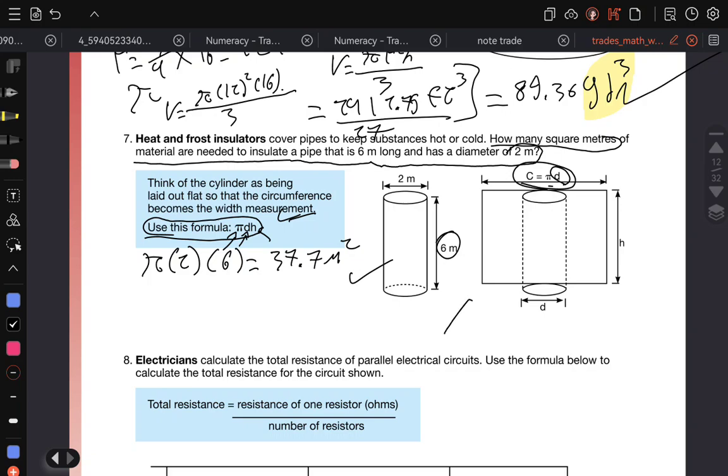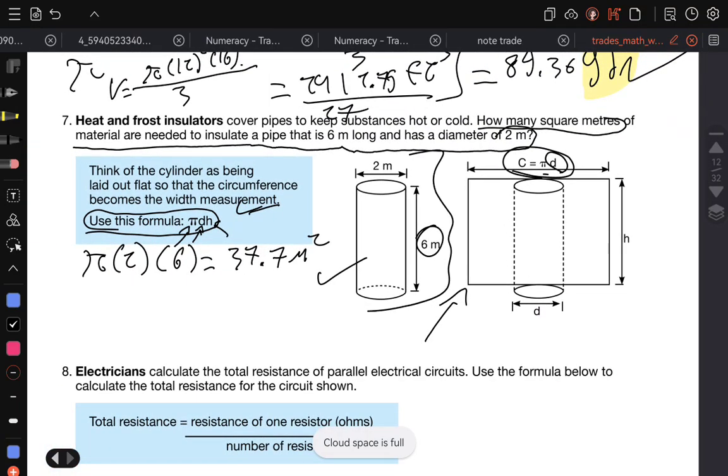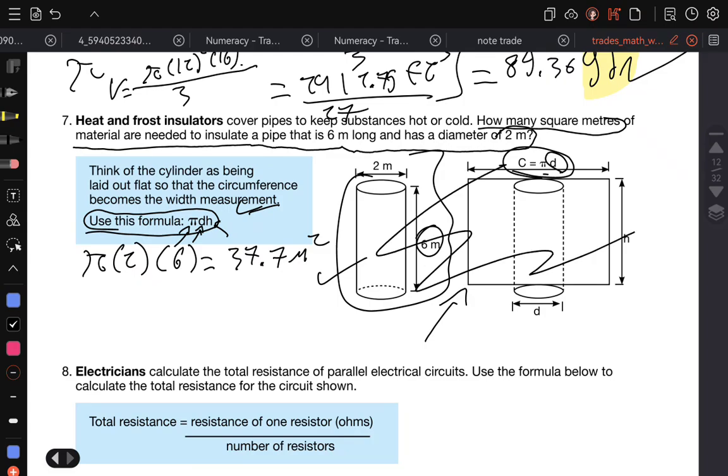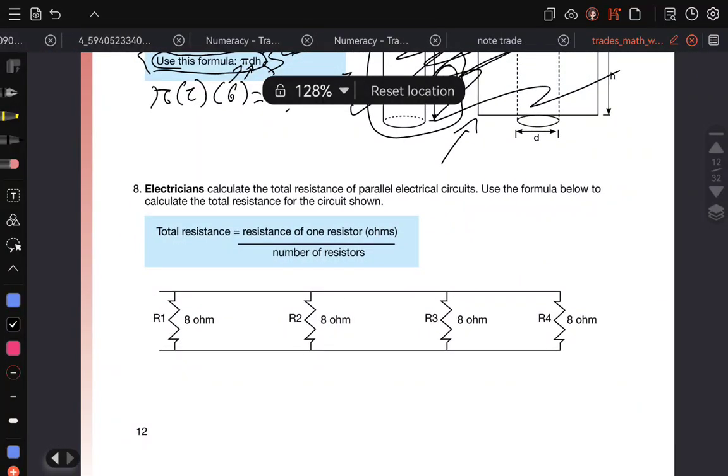For this figure, it's just to understand it more. But you can use this figure anyhow. We don't need this figure. We can just read the question: 6 meters long and the diameter is 2. That's it. Now let's move to the other one.